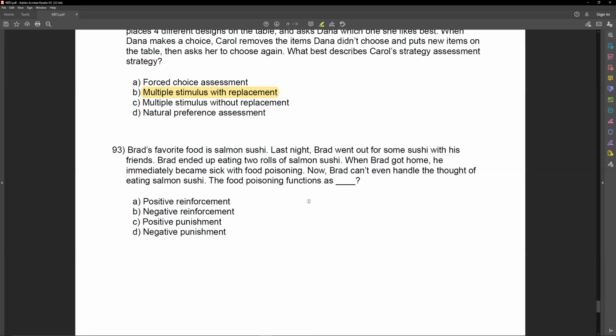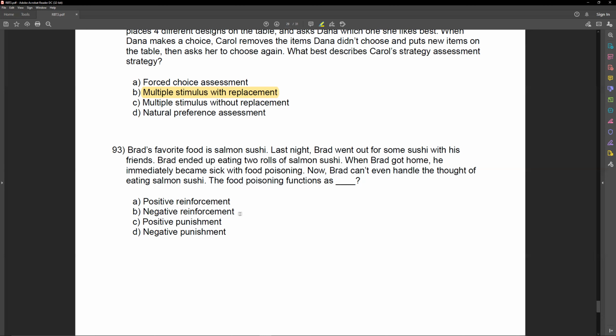Okay, so we're looking at some sort of reinforcement punishment question. Ask yourself first, what happened to the behavior? Did the behavior increase? Did the behavior decrease? What is the behavior? The behavior is Brad ate these 2 rolls of sushi, okay? Now he can't even think about eating salmon sushi. The behavior decreased. So we're looking at some sort of punishment. Remember, punishment decreases, reinforcement increases, okay?